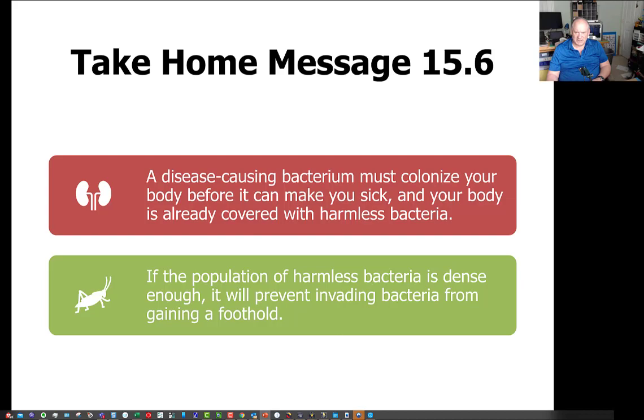So disease-causing bacteria must colonize your body before it can make you sick, but if it's already covered with these probiotic bacteria, most likely that's not going to happen. So if we can have enough of these good bacteria lining our gut, then when we encounter the bad ones, they can't park there and they move on, and that's a good thing.